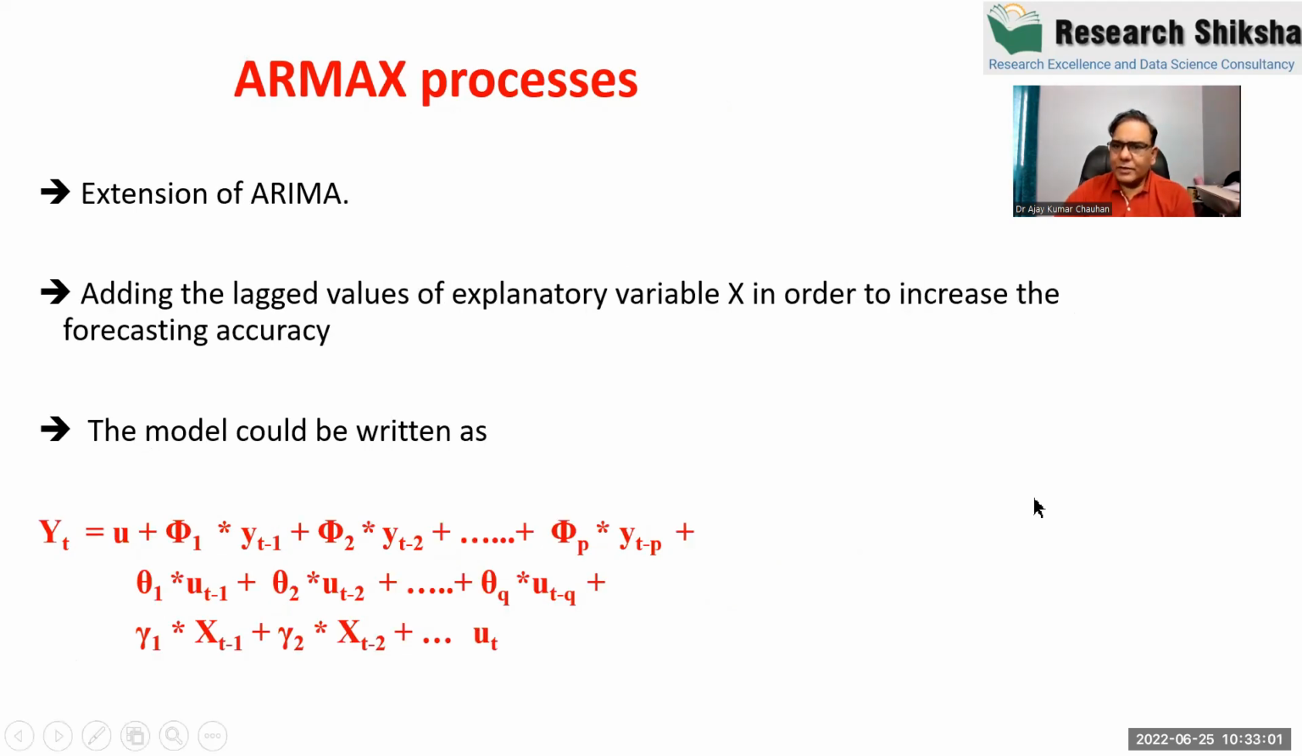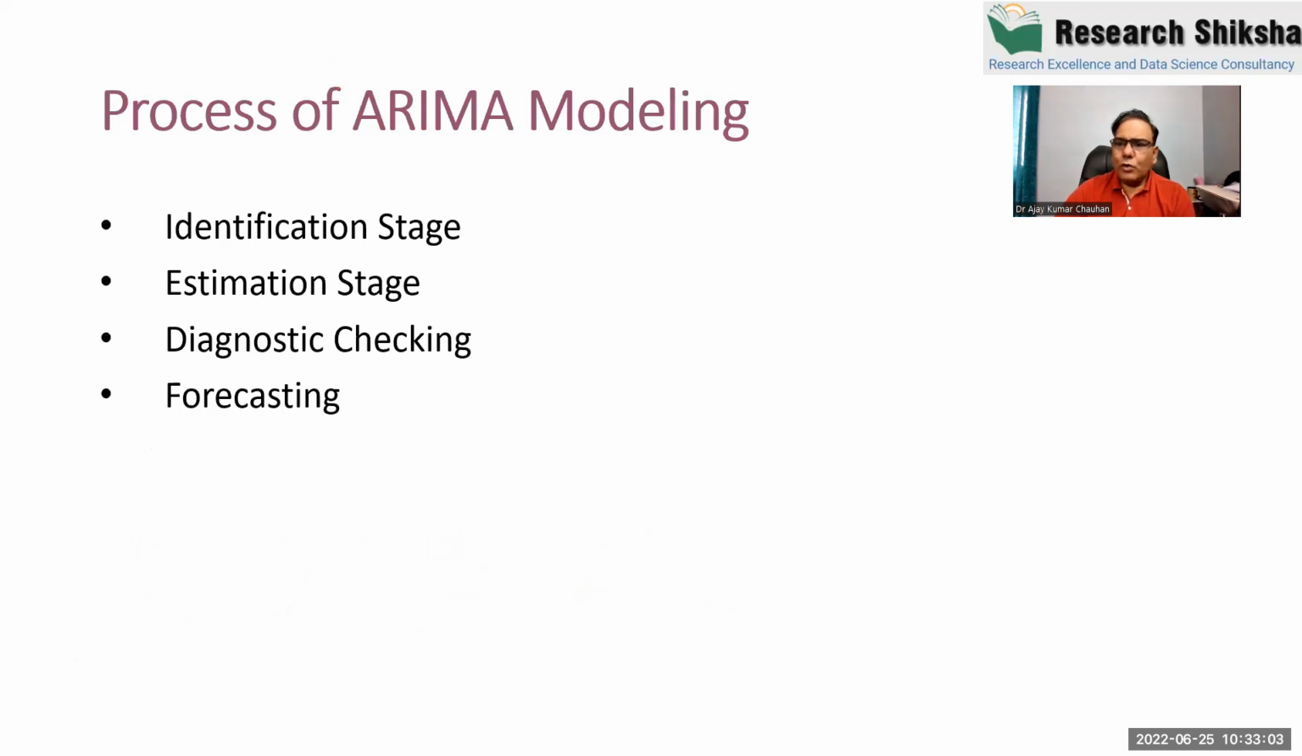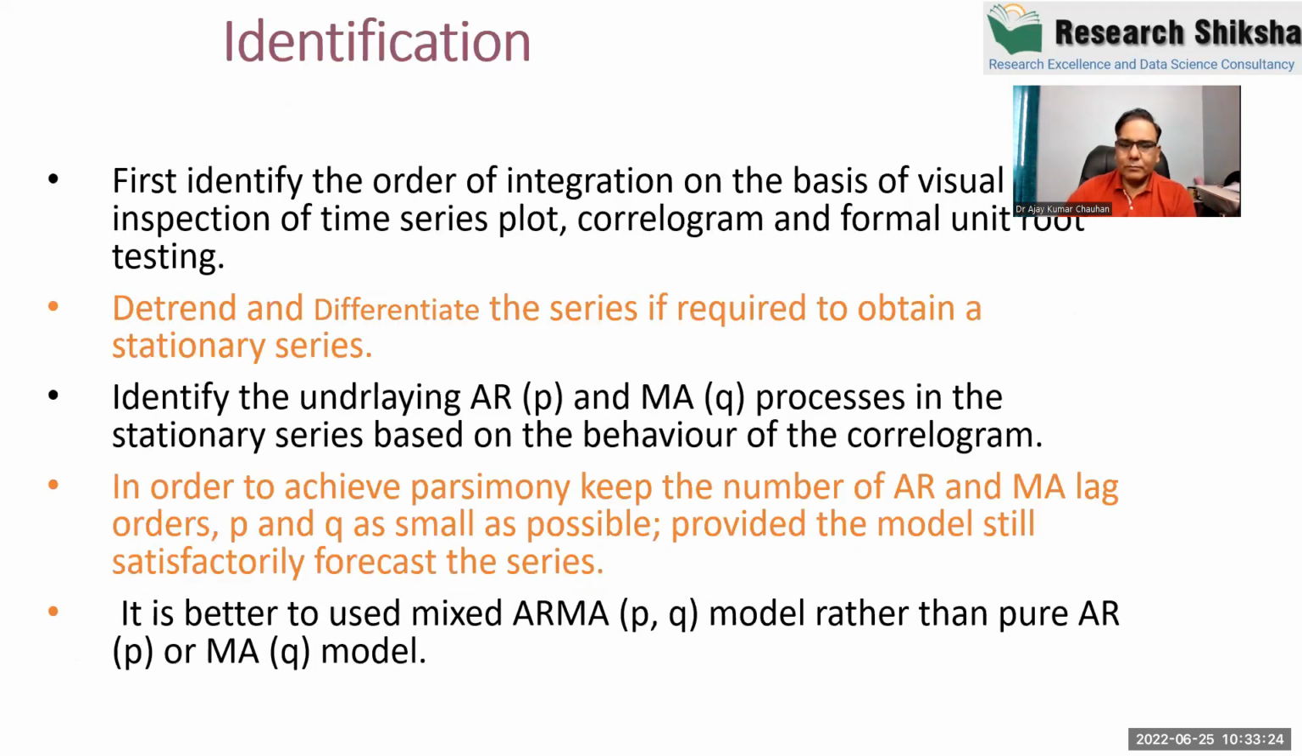Now, how do we proceed in ARIMA forecasting? First of all, we have to identify how many AR terms should be included and how many MA terms should be included. Then we go to the model. Then we do some diagnostic testing, and then we go to forecasting. So this is the simple process of ARIMA. The identification step is basically deciding how many AR and MA terms we are going to include. This is called identification.